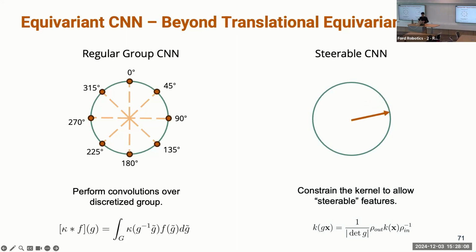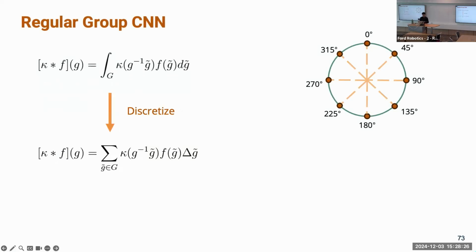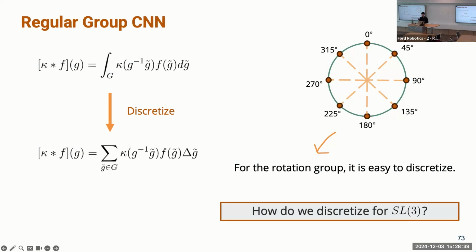So let's first take a look at how we can use regular group convolution to construct a perspective-equivariant neural network. Like I said, because we only have finite computational resources, we need to discretize the group and do a finite summation over the group. For a rotation group, it's easy to discretize. We just set the number of degrees that we want to discretize by, then we sample along those degrees. But how do we discretize a special linear group?